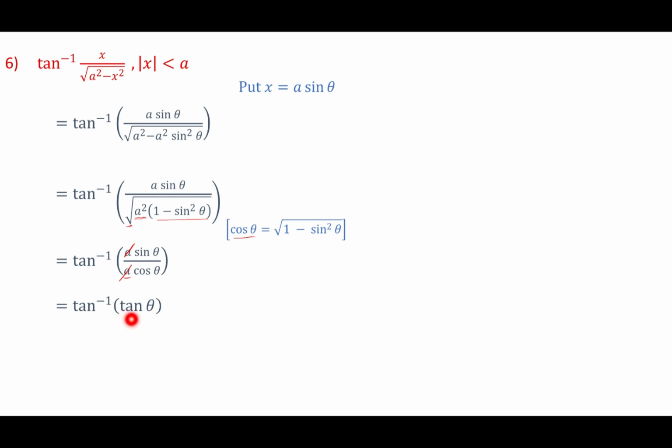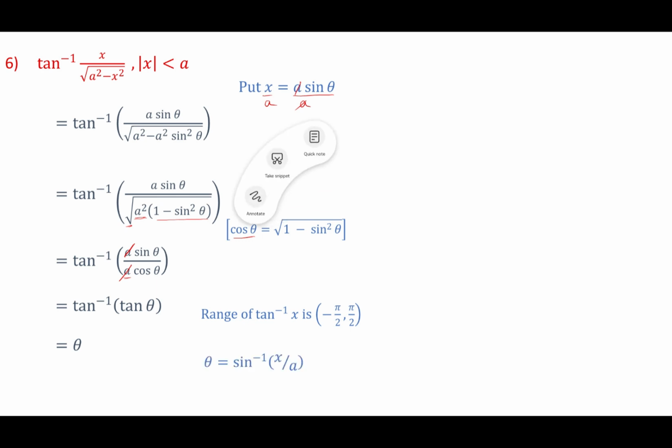Now tan inverse and tan will be gone if theta lies in the range of tan inverse x, whereas the tan inverse range is negative pi by 2 to pi by 2. And theta is, at first you have to divide by a and a. So here a and a get cancelled. It is only sine theta. So theta is sine inverse of x by a. Theta is sine inverse x by a.